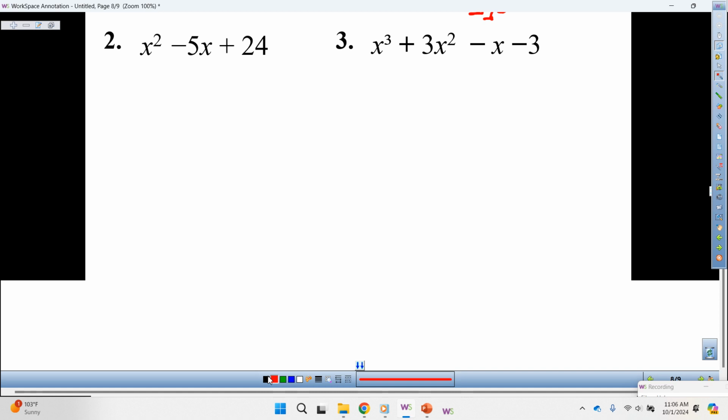Next, let's factor. We got 24 on top, negative 5 on the bottom. So what two numbers multiply to give me 24 that when you add them give us negative 5?